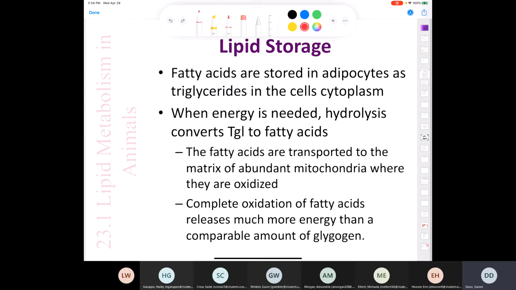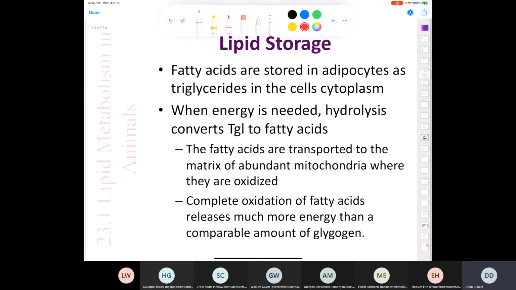In the adipocyte, the fat droplets are surrounded by mitochondria. So when we need the energy, the mitochondria are going to act upon those, and the fatty acids are going to be completely oxidized, and then ATP is going to be produced.